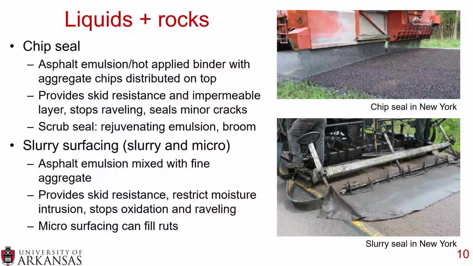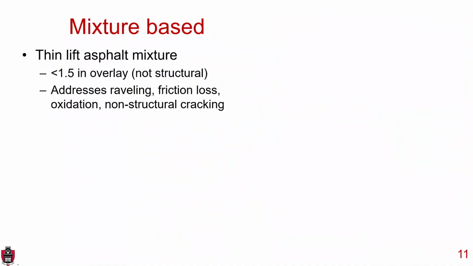Now, microsurfacing can fill ruts. It can actually act as a structural layer. Slurry seals cannot fill ruts. And there are other subtle differences, and I'll go over some resources here in a minute. But slurry seal and microsurfacing combined is referred to as slurry surfacing.